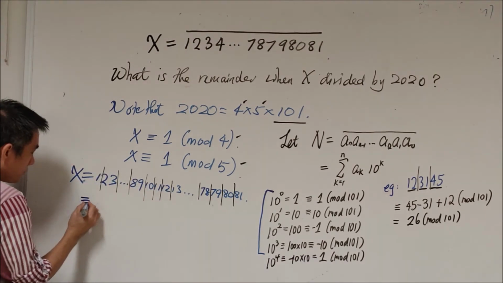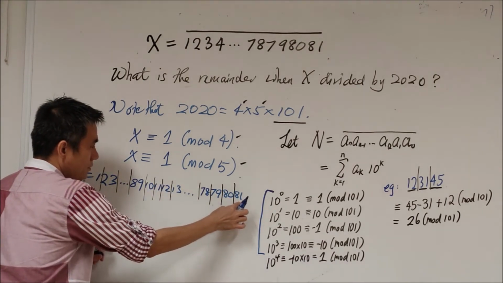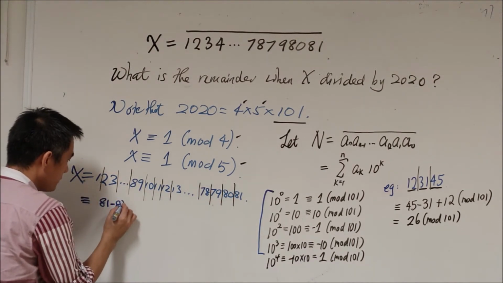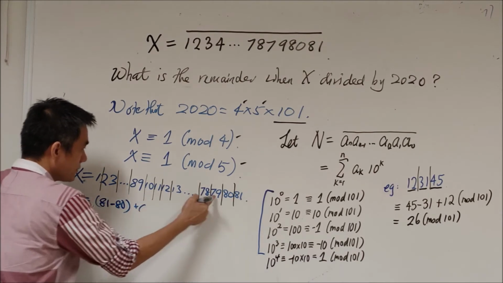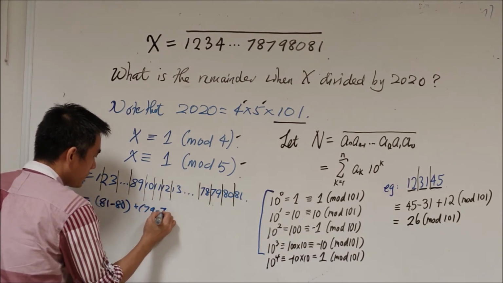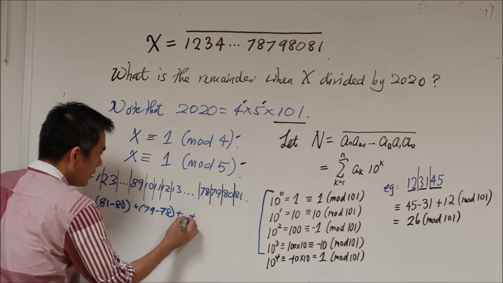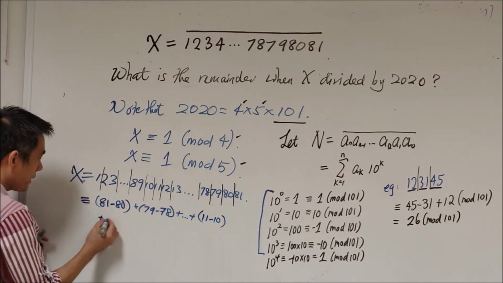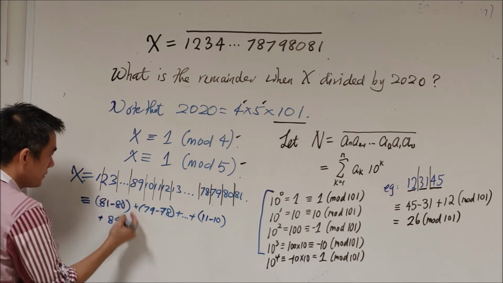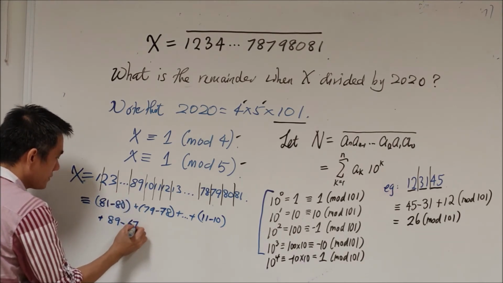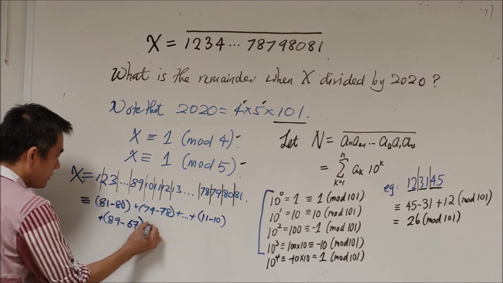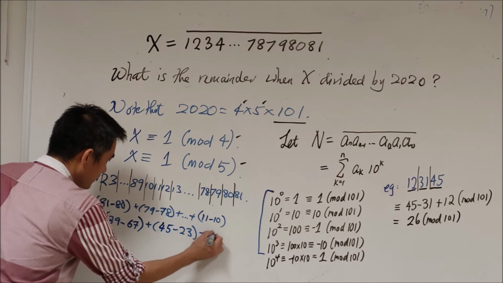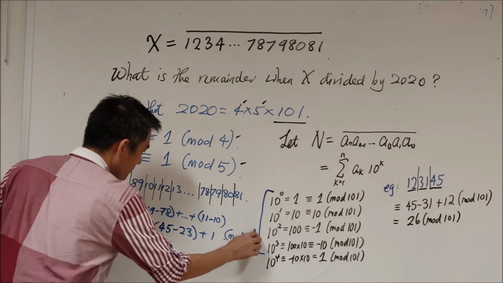This will be congruent to, starting from 81, we take 81 minus 80 plus 79 minus 78, and all the way until 11 minus 10, and plus 89 minus the previous one, which should be 67, plus 45 minus 23, and plus 1 mod 101.